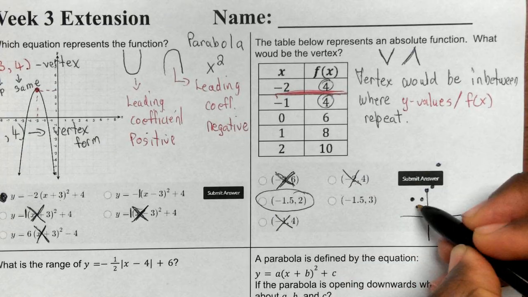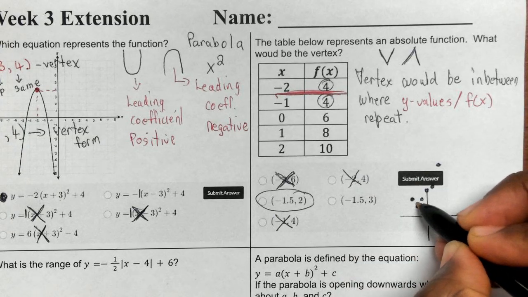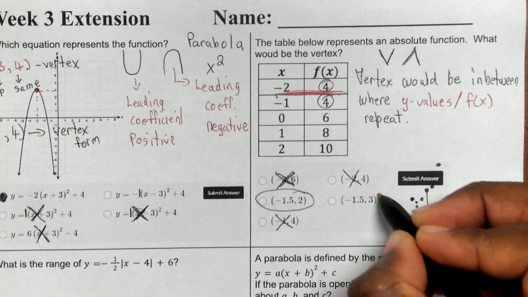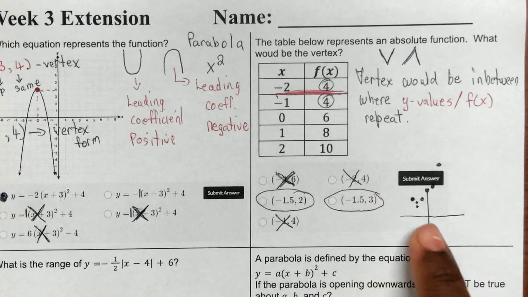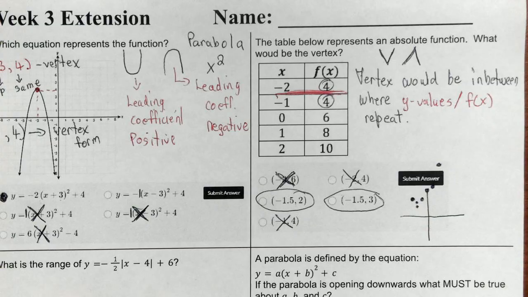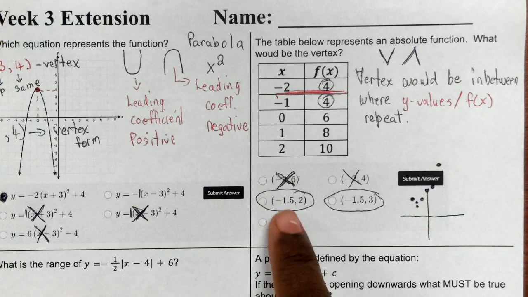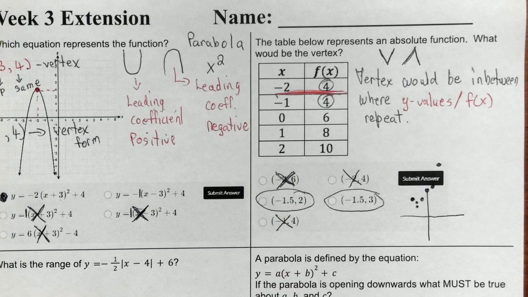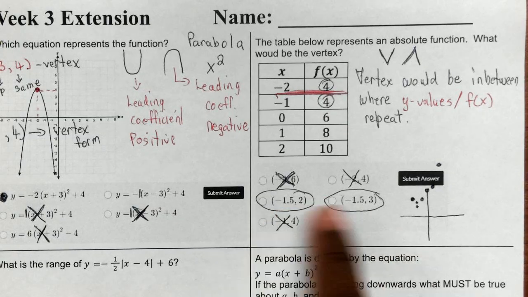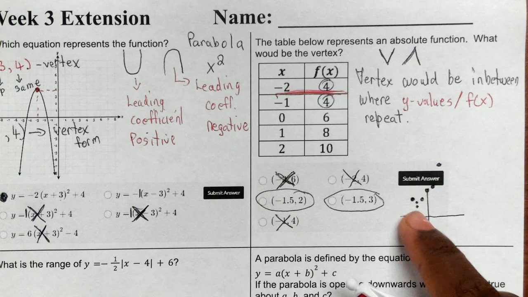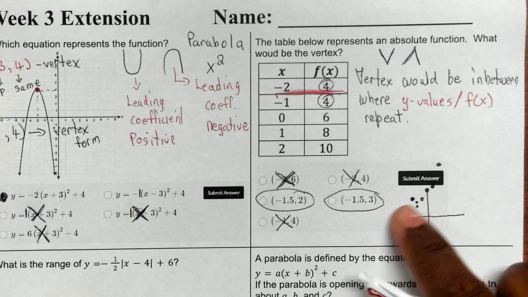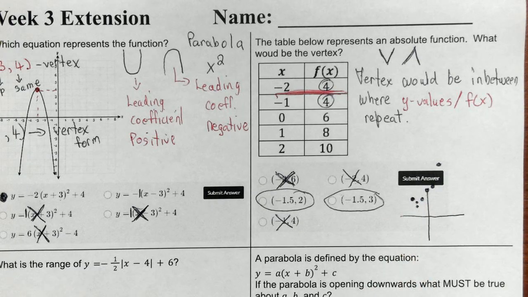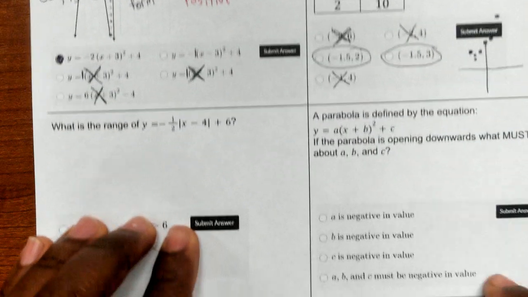Negative 1, 3 would actually be right here, negative 1, 3, okay? So this actually is also in between those points, okay? The one that I'm leading towards is more the negative 1, 2, okay? However, both of these solutions would work in this case because both of them are in between where those values repeat, okay? So again, just like that. So let's try the next one.